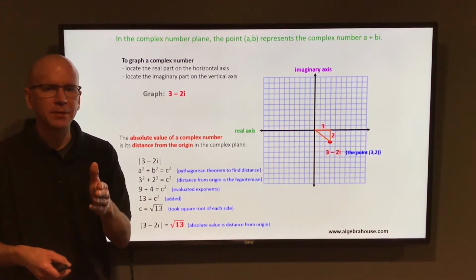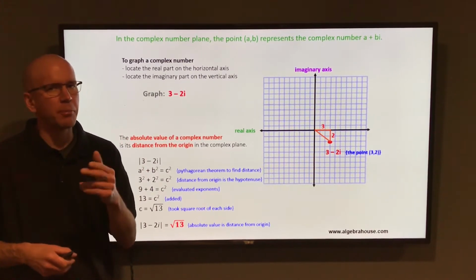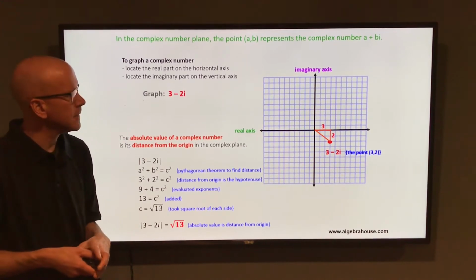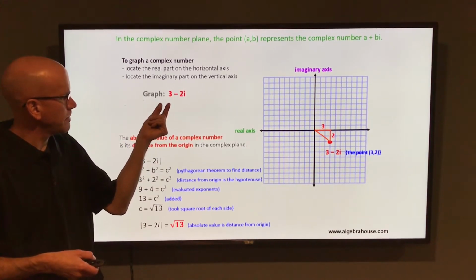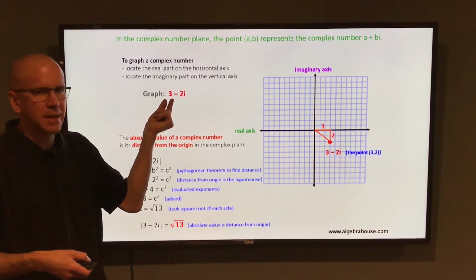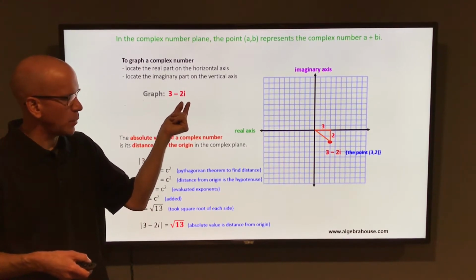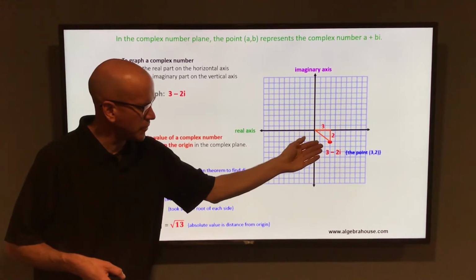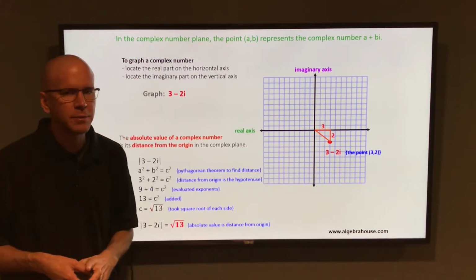So a little known fact there, and a couple things that might get you a point on the ACT test, you never know, is how to graph a complex number. Just graph the real number part, that's the x coordinate. The imaginary part, that's the y coordinate. So you go to the right 3 and down 2. That's the graph of 3 minus 2i.